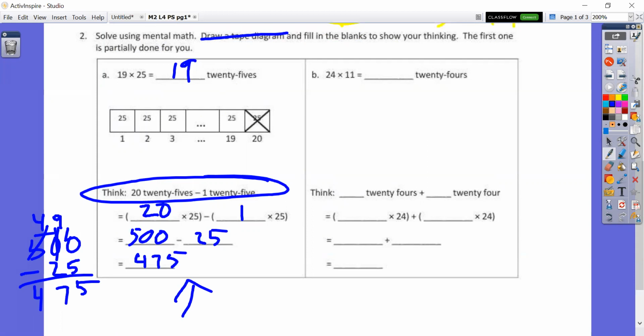Well, 24 times 11, remember if we flop this, it's 11 24s. Well, what's the easy math for that? How many 24s should we work with? Mentally, it's easiest to round it back down to 10, which is one group less. So we're going to have to add back that 24 group at the end. So 10 times 24 plus 1 times 24. Well, 10 times 24 is 240. One more 24 would be 24. If I add those together, thinking about it in my head, I get 264.